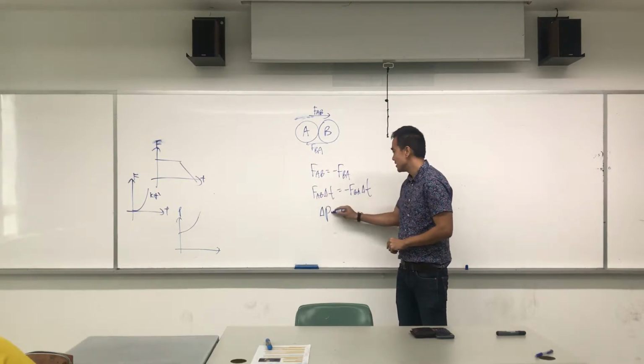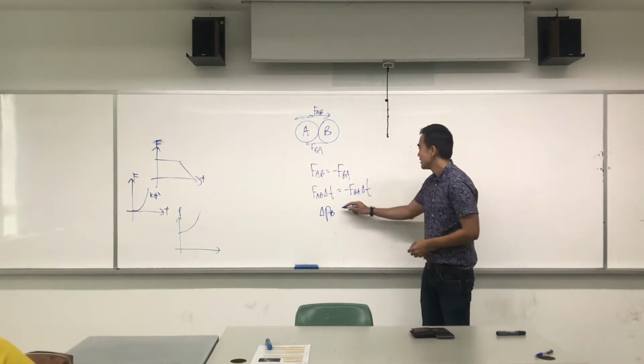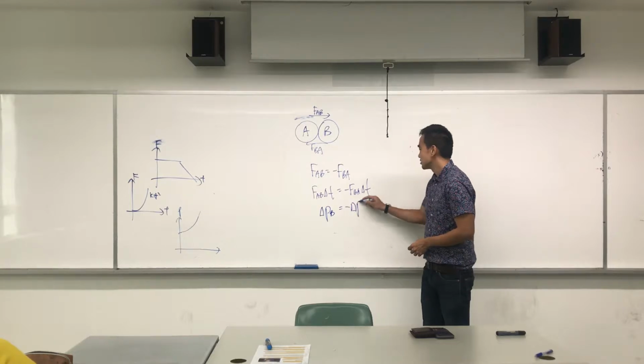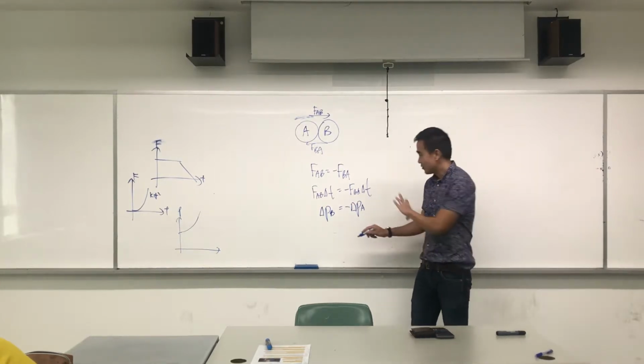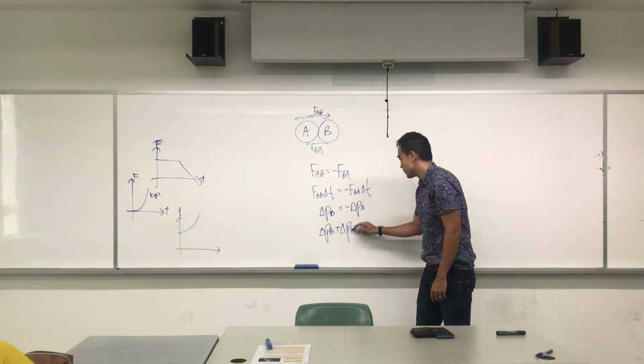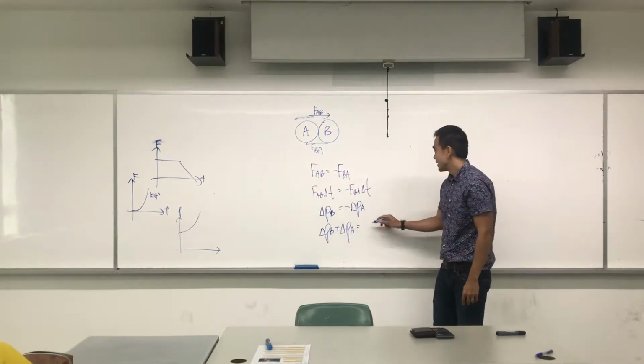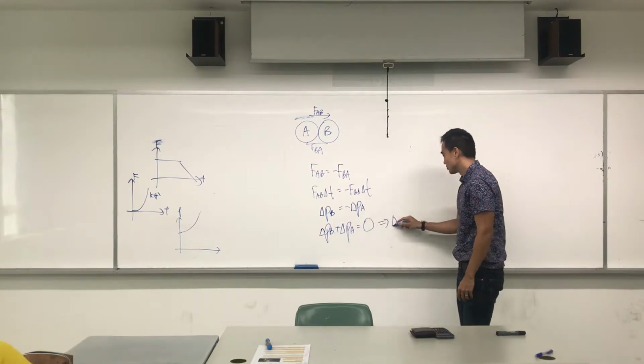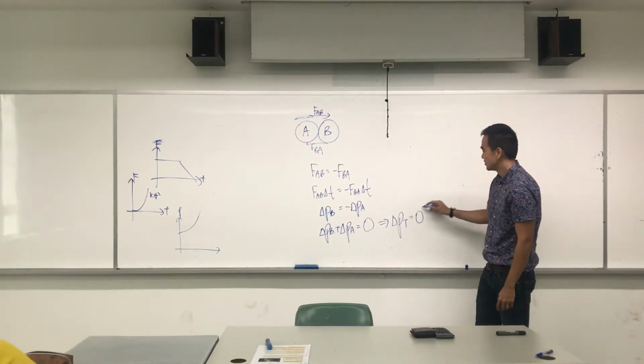This is the force by A on B, so this is the change in momentum of B. Now, the same thing happens on the other side, just that this is the change in momentum of A. Bring it over, and you see that the change in momentum of B plus the change in momentum of A is equal to? Excellent. Now this means that the total change in momentum is equal to 0.